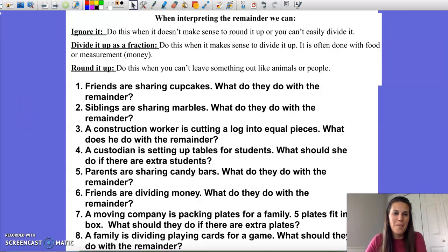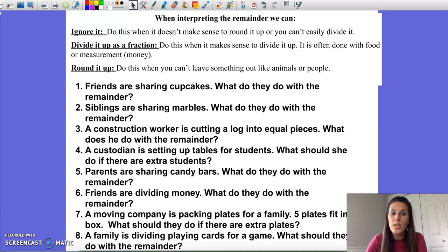All right, hopefully you are now checking your work. So for number 1, the unit that we are dividing up are cupcakes. That's food, so you're gonna have written divide beside number 1. Number 2, the situation is dividing marbles. So in this situation, it would be ignoring, okay? You can't cut the marbles up. You can't make more magically appear to round up. For number 3, you would have written divide it up as a fraction because it's measurement, okay? They're cutting it into equal pieces for length, so you can divide that up.